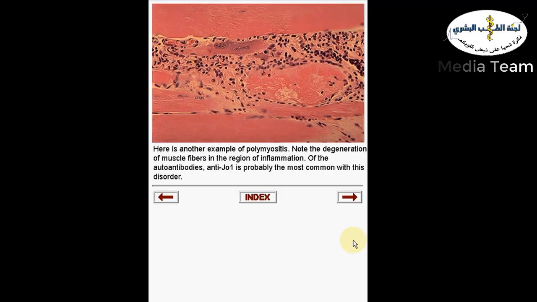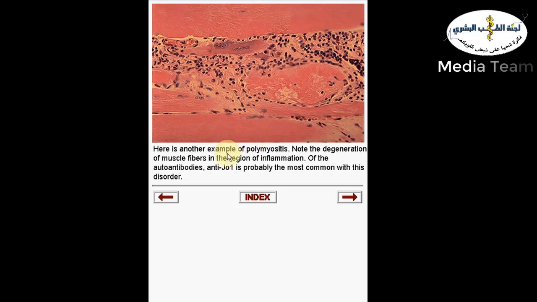This is another one from polymyositis. The lymphocytes here are attacking the muscle, and here is a degenerating muscle fiber. It appears necrotic, eosinophilic, and irregular. The cell membrane is not well defined because it's being attacked by a lot of plasma cells, and here this is a plasma cell, eccentric nucleus, and a lot of T lymphocytes.